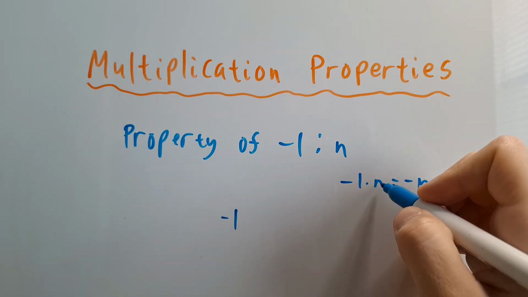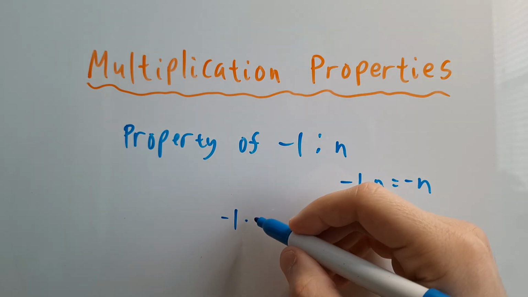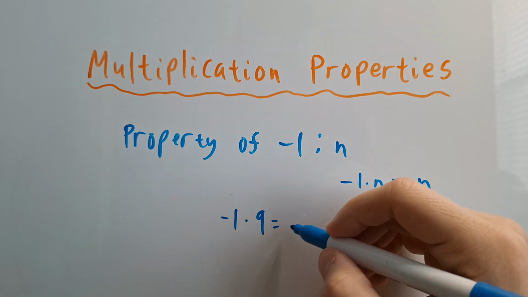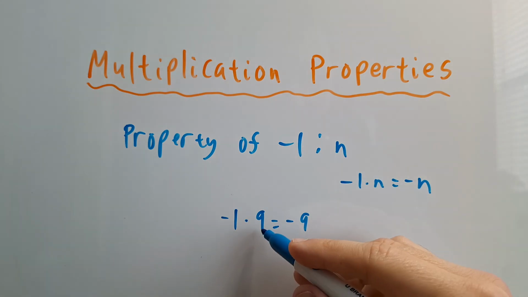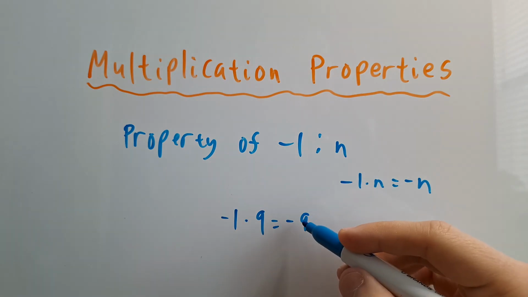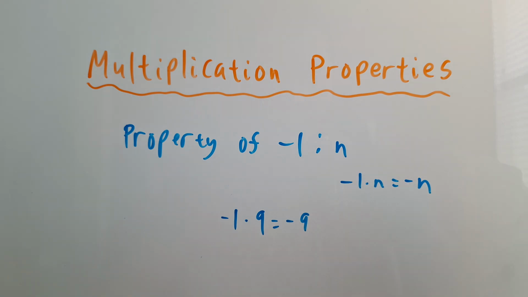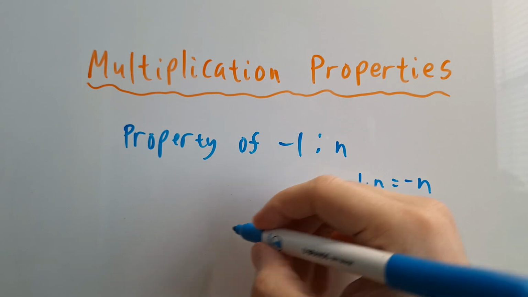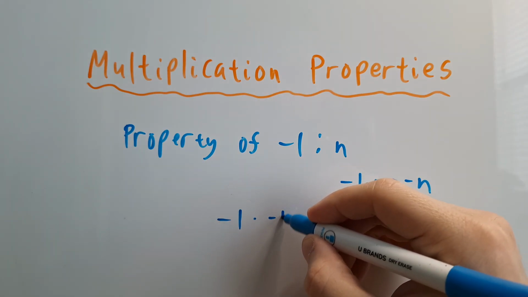So let's assume first for this that n is positive. So let's choose any random positive number, let's say 9. Negative 1 times 9 is negative 9. That checks out because here we had n, and here we have its opposite, negative n. That adds up. Now if I were to plug in a negative, so let's do negative 1 times negative 15.